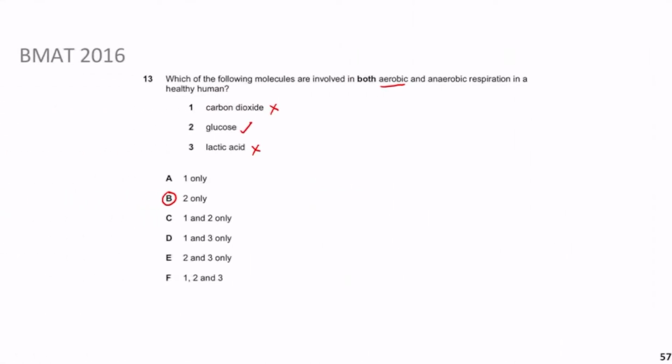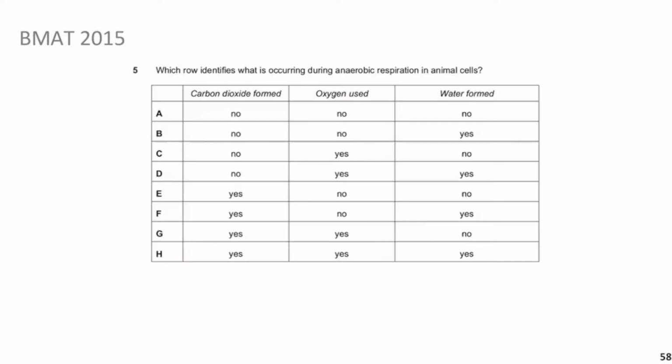Okay, guys, welcome back. So previously we looked at BMAT 2016. Hopefully, guys, this wasn't too difficult. And it was really just a basic question talking about the differences and similarities of aerobic and anaerobic respiration. But now, guys, we move on to BMAT 2015. So this is which role identifies what is occurring during anaerobic respiration in animal cells. So guys, pause the video, make sure you give this a shot within 1 minute, and make sure you're back, guys, to look through the solution.